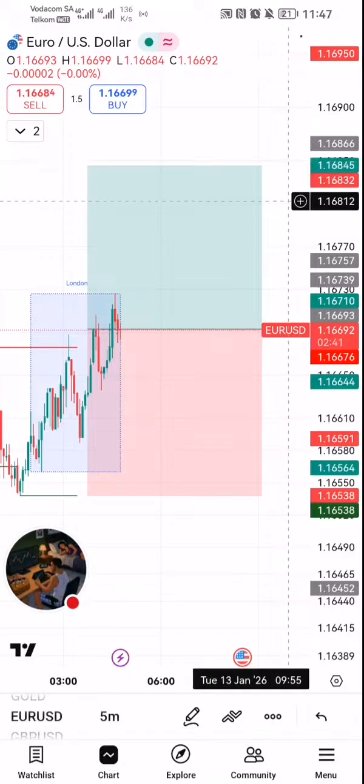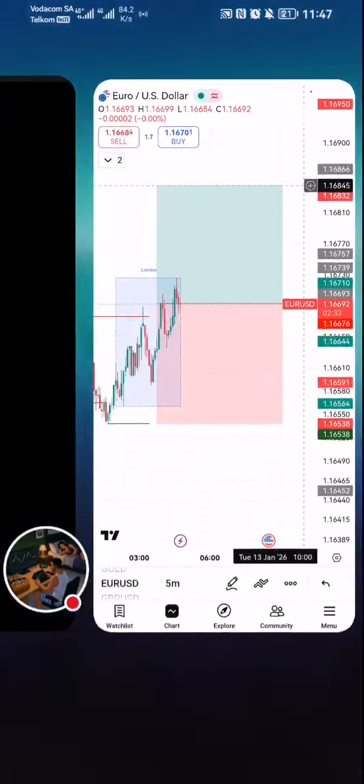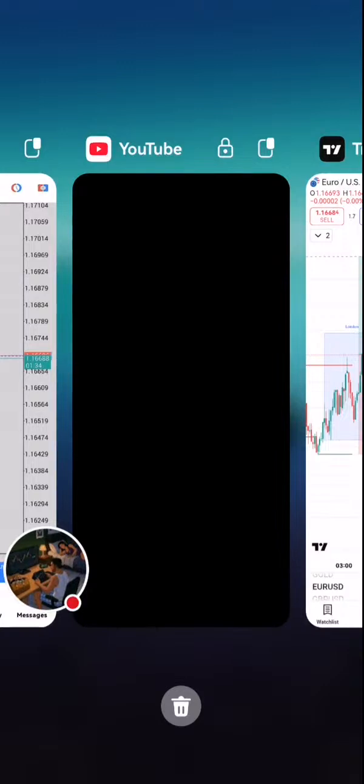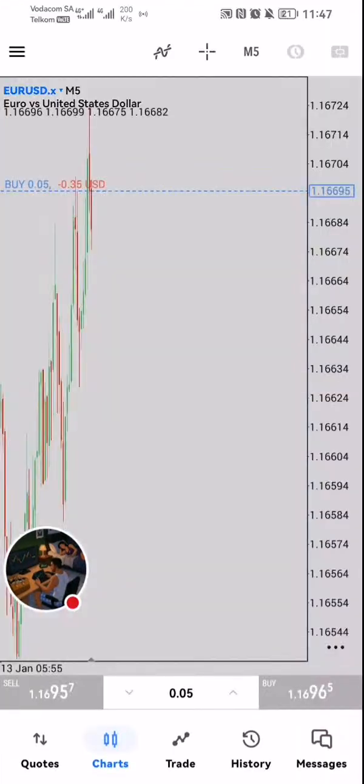Let me set my CPs here and stop losses. So 116,840 for EURUSD. 116,840. Okay.